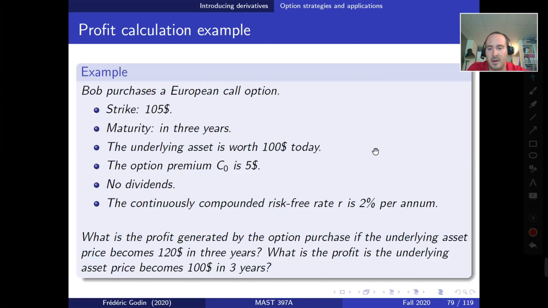So here the question is, what is the profit generated by this option purchase? Let's consider two cases. The first is if the underlying asset price becomes $120 in 3 years. And the second case is what is the profit if the underlying asset price becomes $100 in 3 years. So what happens if S_T is equal to 120 or if S_T is equal to 100?